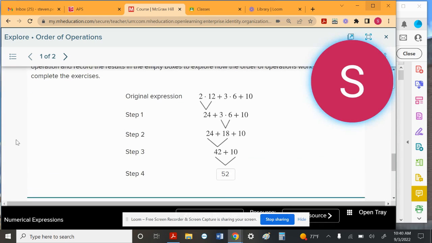So when we're looking at this, you can see that this is our expression: 2 times 12 plus 3 times 6 plus 10. We're going to do multiplication first because there is no grouping or parentheses. There are no exponents. Multiplication and division come next. So we're going to multiply these two and then multiply these two. And then at the very end, we're going to do the addition. So you always want to make sure you do it in the right order. You do not want to add 12 plus 3 or 6 plus 10. Otherwise, you'll get the wrong number. Okay.